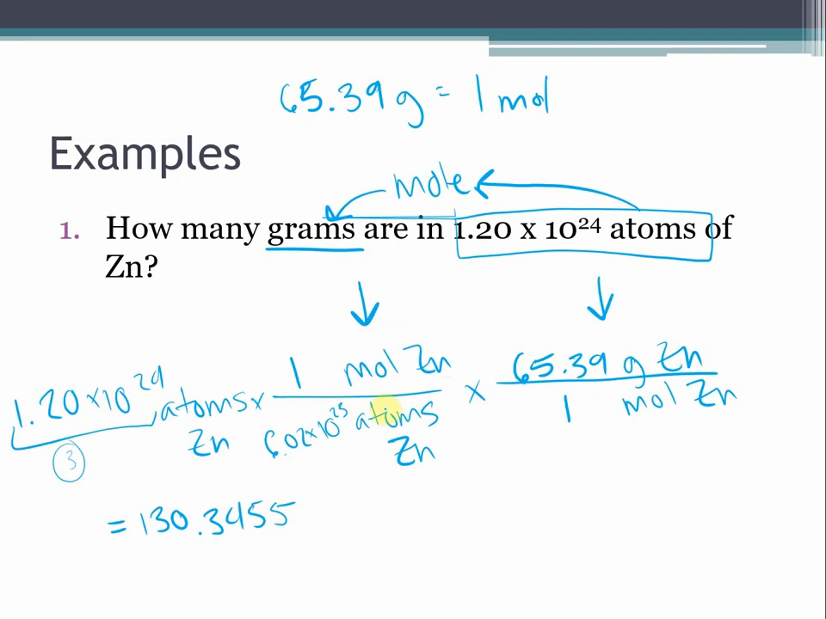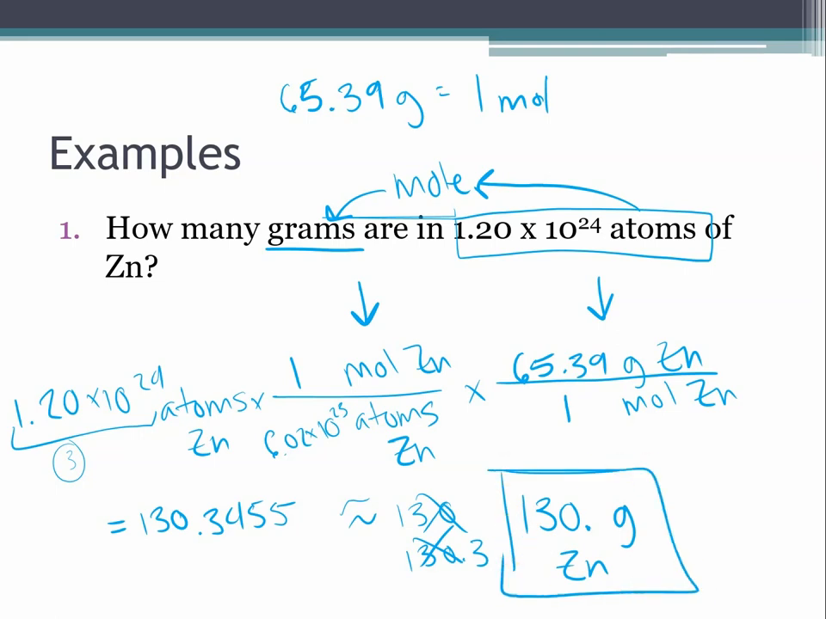But here's the problem. If we round this to 130, well, that's only 2. And if we round it to 130.3, well, that's 4 sig figs. So we need to call this 130 point. This is how we get 3 sig figs. It's a little weird, but it's 130 point. Don't put anything after the decimal point. And the units are grams, and we are talking about zinc. So this is 130 grams of zinc.